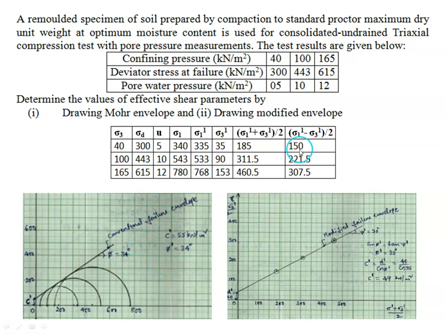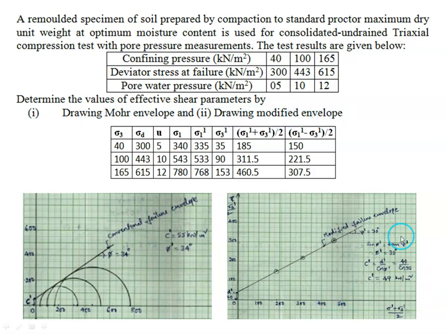So here we have to determine the values of effective shear parameters by drawing the Mohr envelope as well as by drawing the modified failure envelope. To draw the Mohr envelope, we need to find the values of sigma 1 dash and sigma 3 dash. And to draw the modified failure envelope, we need sigma 1 dash plus sigma 3 dash by 2 as well as sigma 1 dash minus sigma 3 dash by 2. So first we have to calculate all these values. Then we have to prepare separate graphs for the Mohr failure envelope and the modified failure envelope.